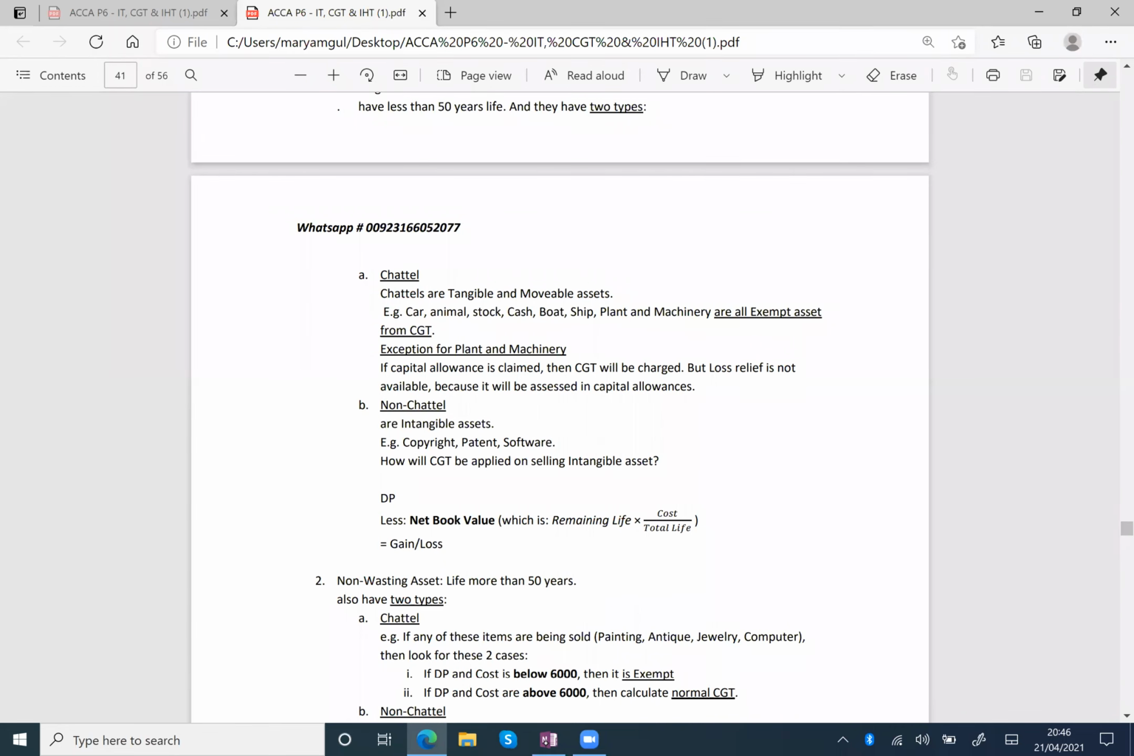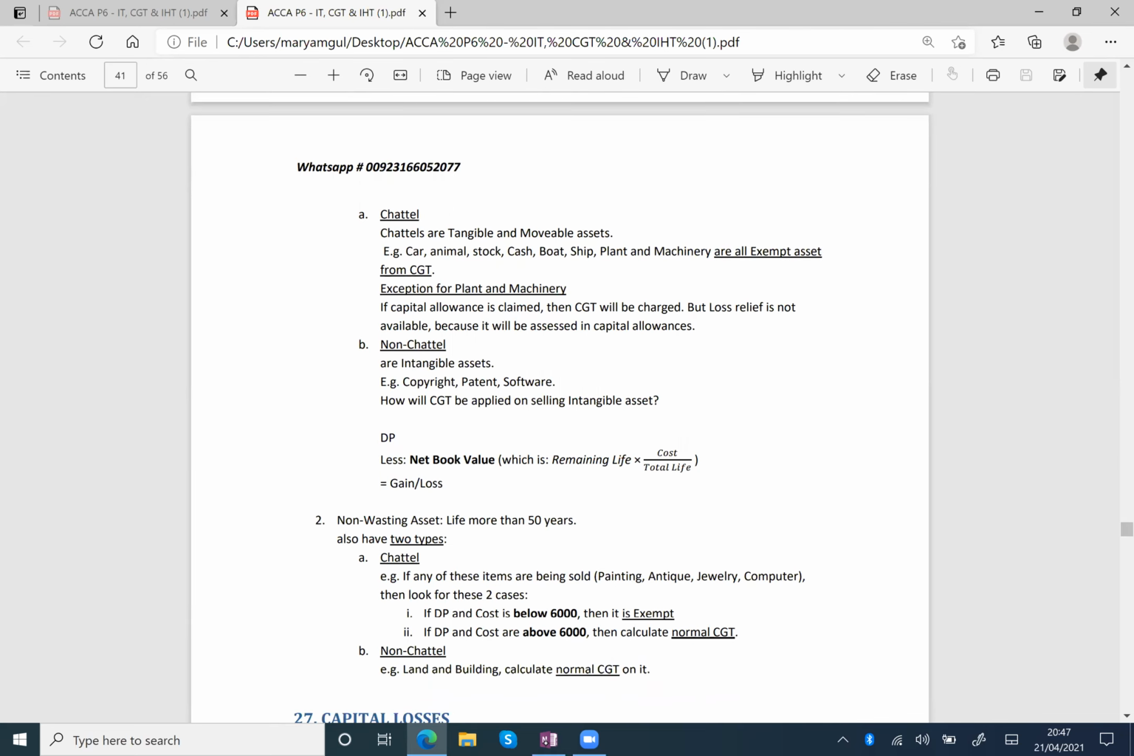The exception is if capital allowance is claimed. This is only for plant and machinery. If capital allowance is claimed, then CGT will be charged, but loss relief is not available because it will be assessed in capital allowance. I will discuss capital allowance in the trading income chapter in future. But right now, just remember car, animal, stock, cash, boat, ship. If these assets are sold or gifted in the exam scenario, they are exempt in CGT. No CGT will apply.